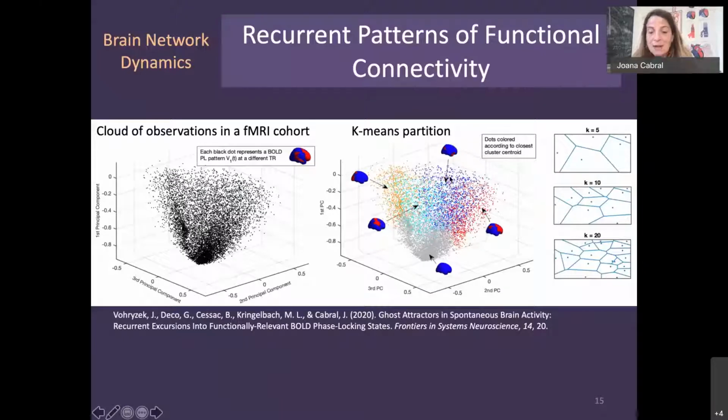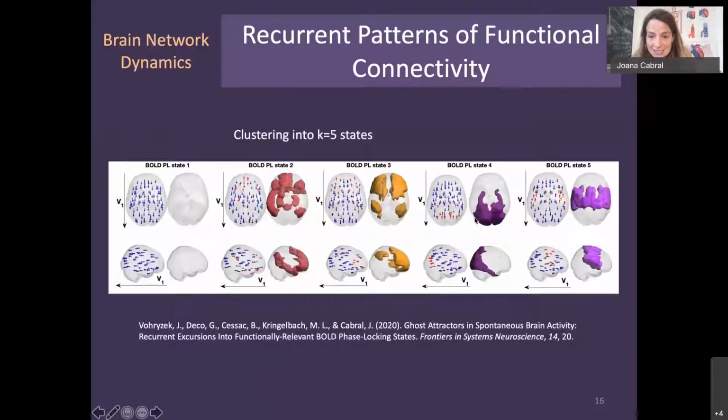By doing this, we find, for example, here we cluster into 5 states. And we find that the main state of BOLD phase coherence is when all BOLD signals are going together in phase. So there are some points in time where the brain activity is characterized by a global mode. And this is most of the time.